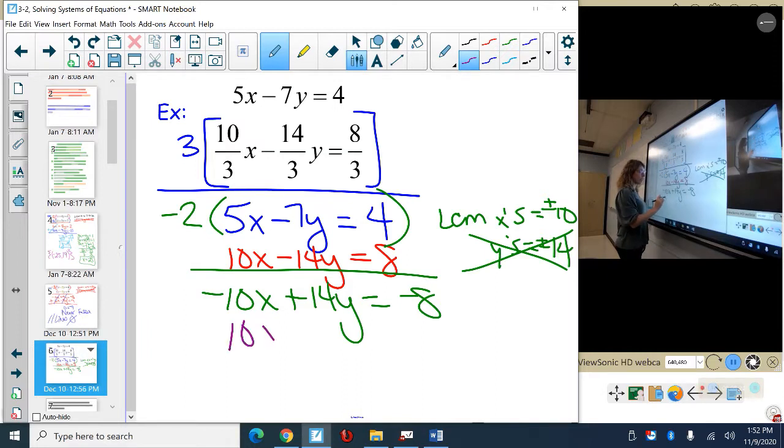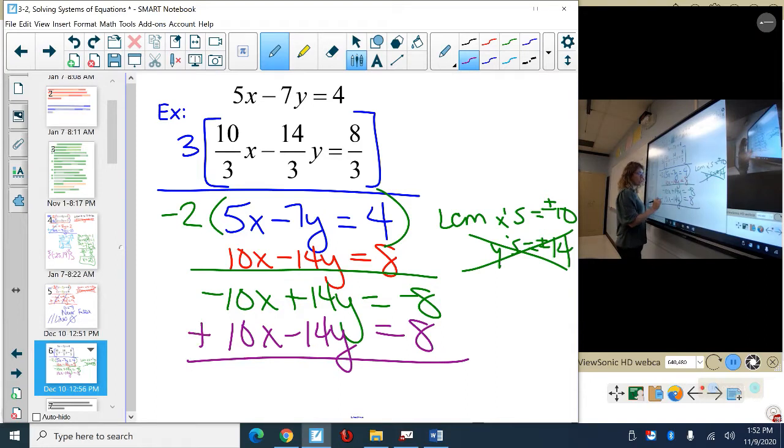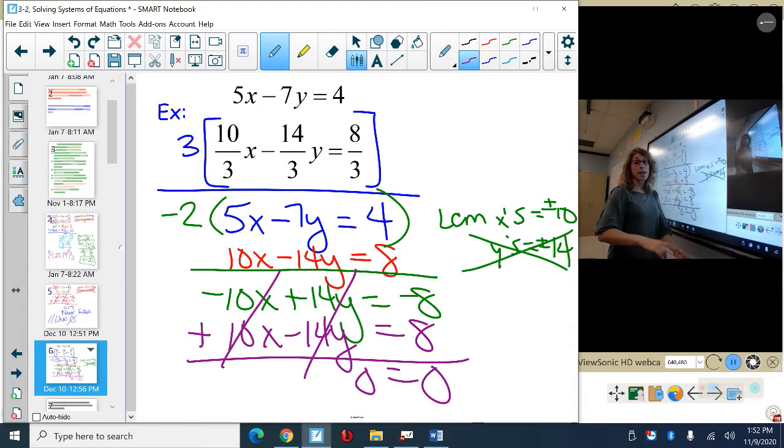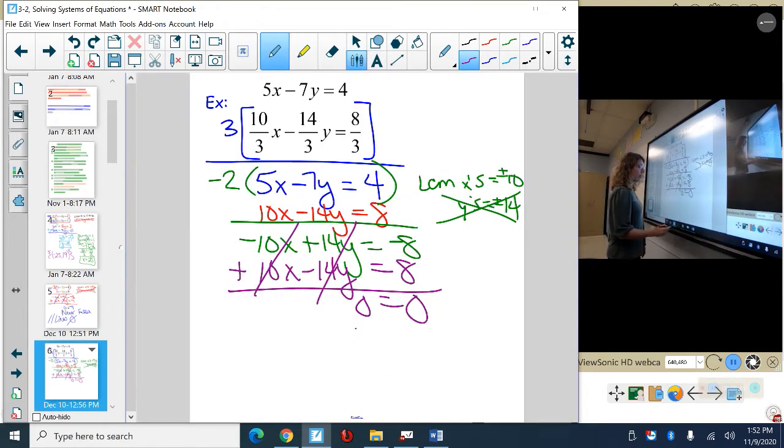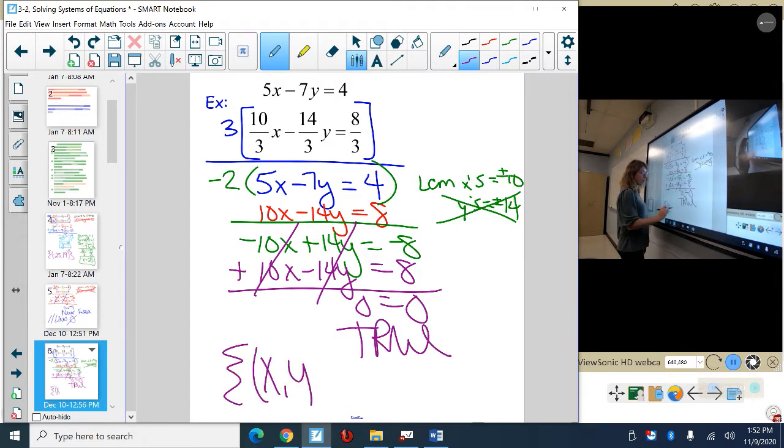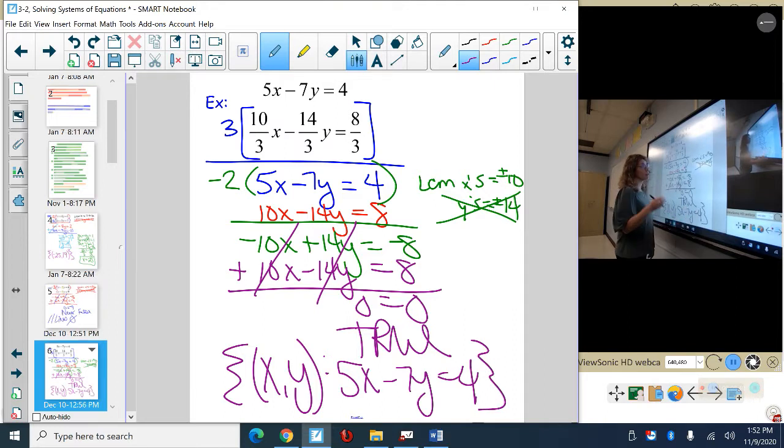Drop down the second equation and keep it unchanged. And add straight down. I get 0 is equal to 0. Is that sometimes, always, or never true? That is always true. You know what that means? They're exactly the same line, and every point on that line is going to be a point of intersection. And you can use either equation that you want. Okay?